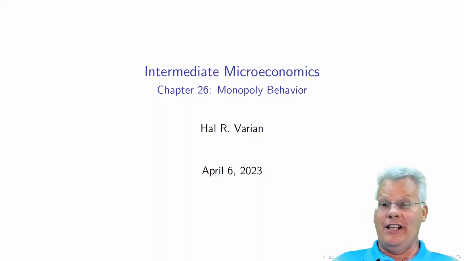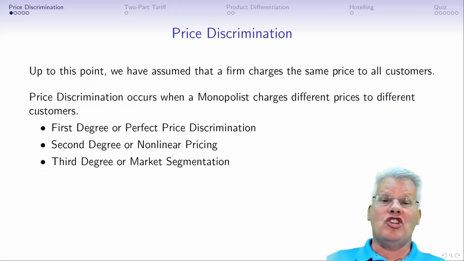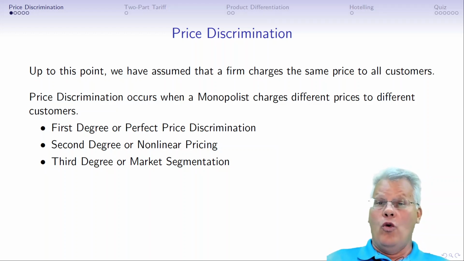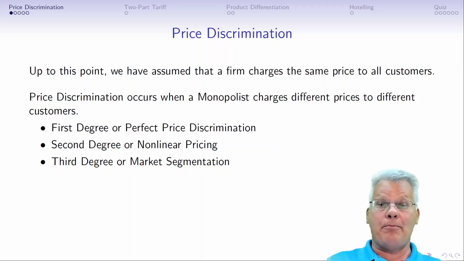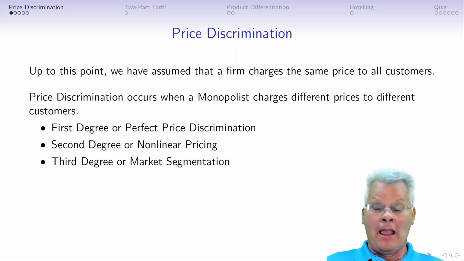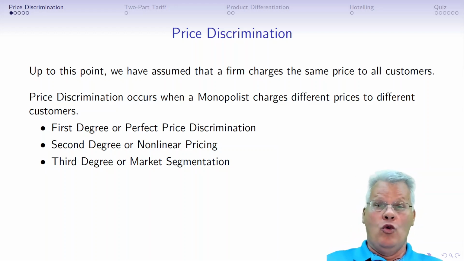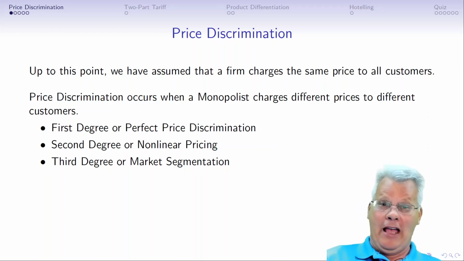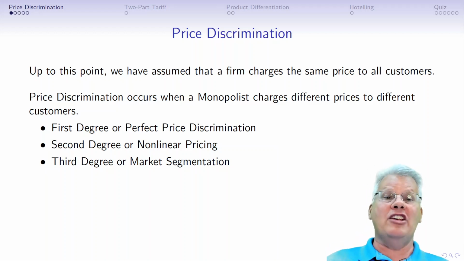Welcome to Chapter 26, Monopoly Behavior. This chapter is really a continuation of the previous chapter where we considered monopoly. Although last chapter we considered the simple, more conventional case where monopolists charge the same price to all customers, in this section we will consider monopoly behavior when monopolists charge different prices to different customers. And that's described by economists with the term price discrimination.